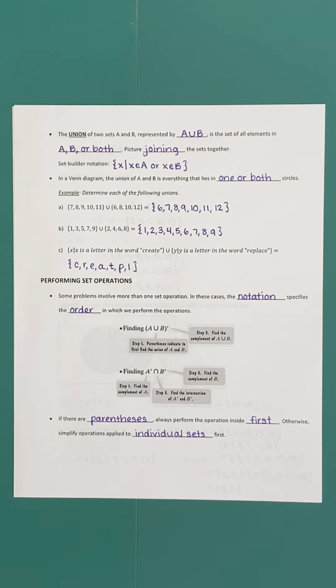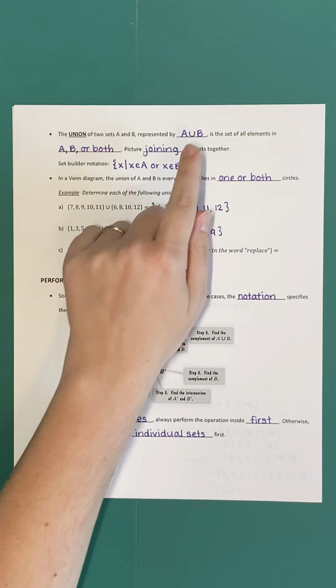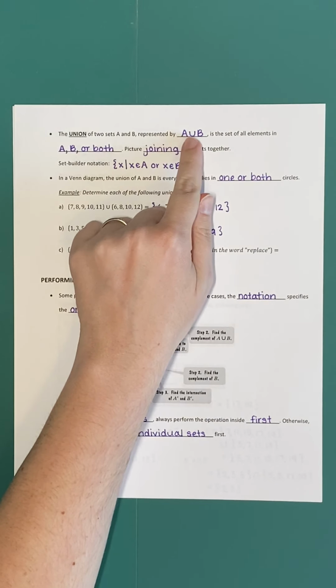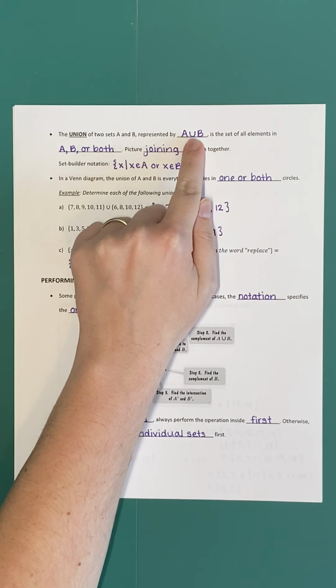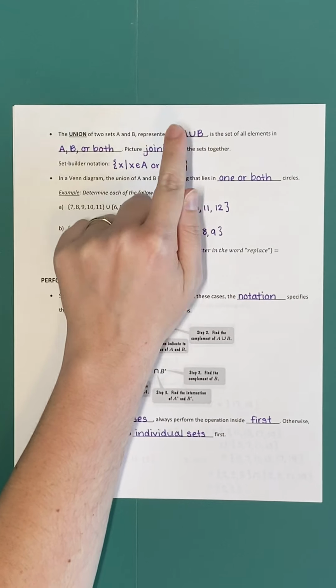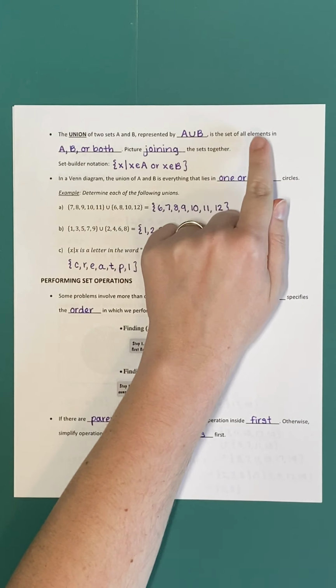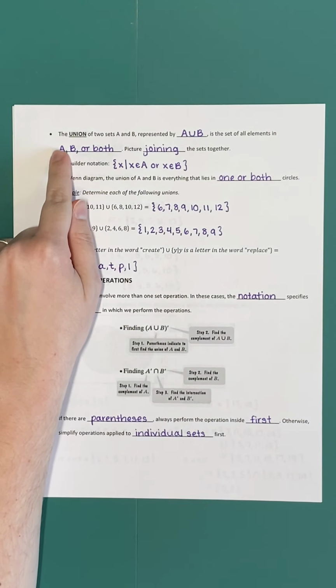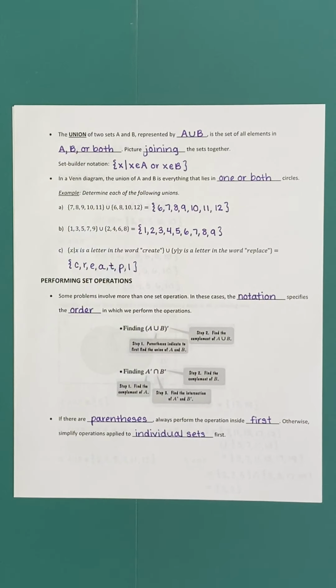So when we're taking the union of two sets, here's our notation for that. A union B, it's a big U, so think U for union, putting them together. A union B is all of the elements that are in A, in B, or in both. So in other words, picture joining the two sets together, putting all the contents of A and all the contents of B into one big set together.